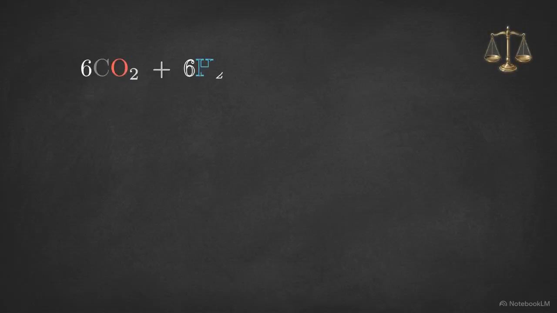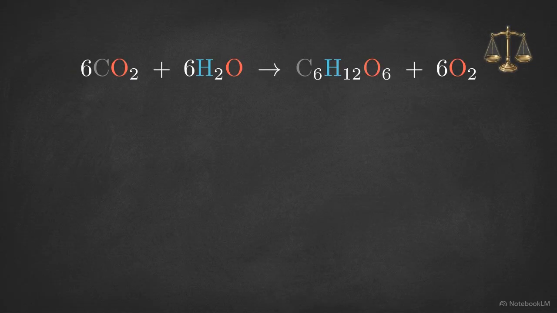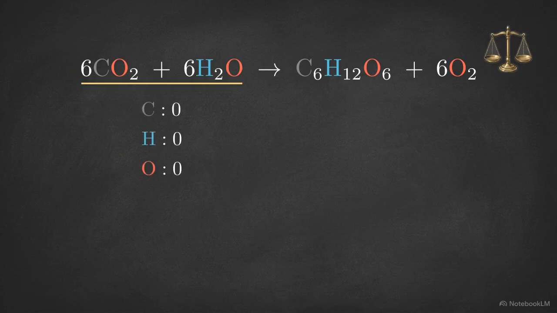We see this mathematical precision in photosynthesis. Plants take in carbon dioxide and water, our reactants, to create glucose and oxygen. To prove the law is working, we count the atoms. We multiply the large coefficient in front by the small subscript. On the left side, that gives us exactly 6 carbon atoms and 12 hydrogen atoms. For the oxygen, we have 12 atoms in the carbon dioxide and 6 in the water. That's a total of 18 oxygen atoms on the reactant side.